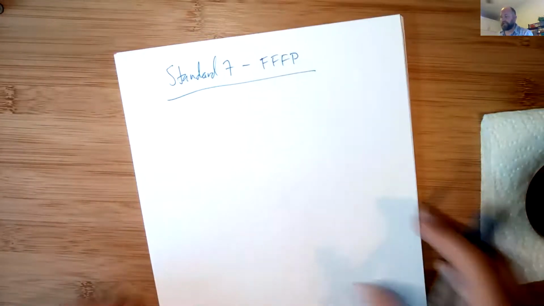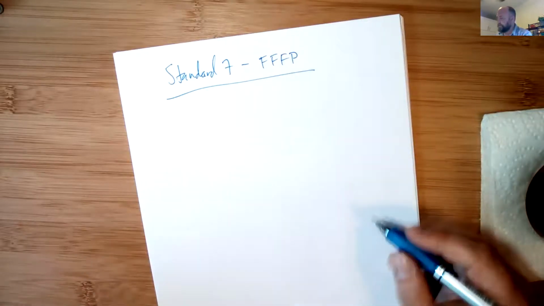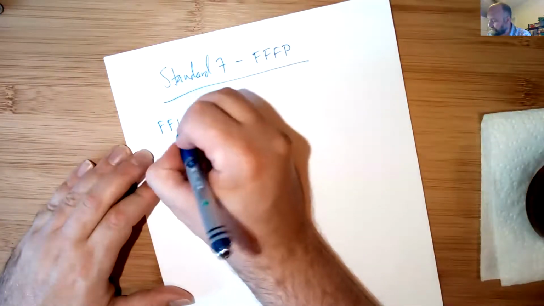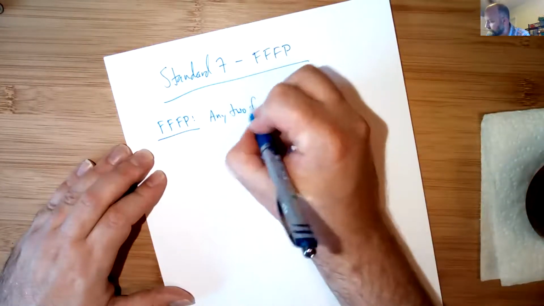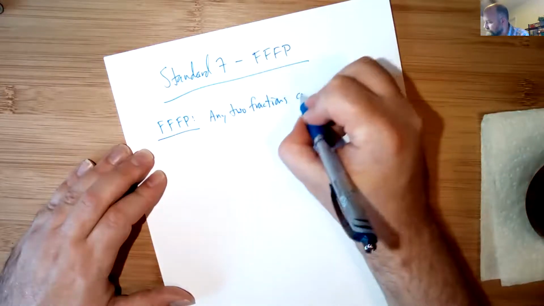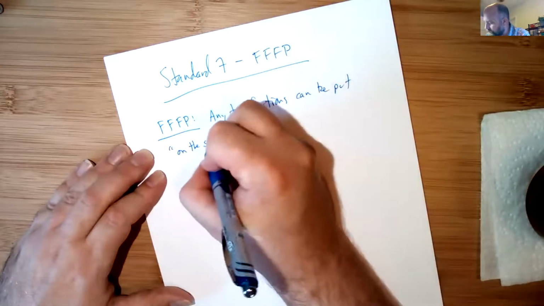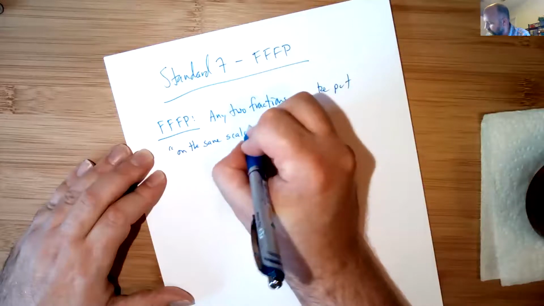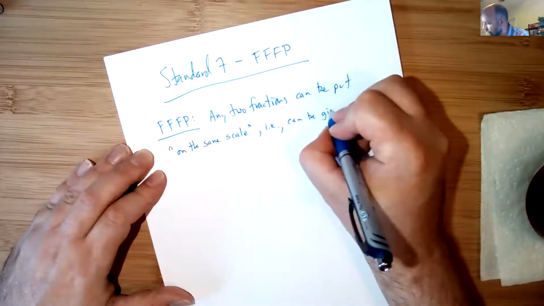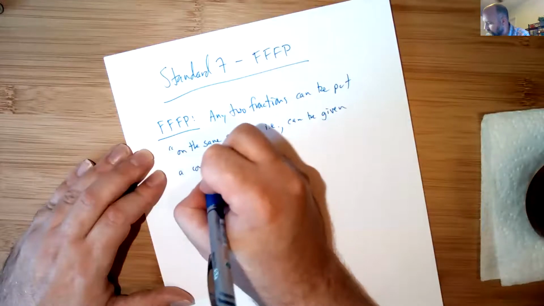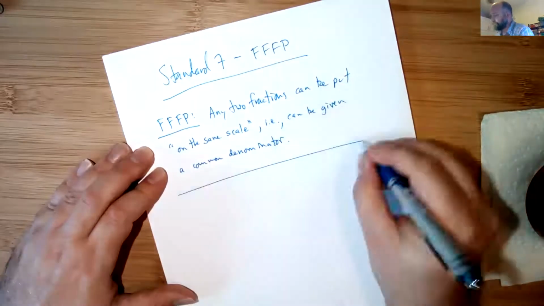All right, this is a brief lesson on Standard 7, the FFFP, the fundamental fact of fraction pairs, which is: any two fractions can be put on the same scale, i.e. can be given a common denominator. Okay?